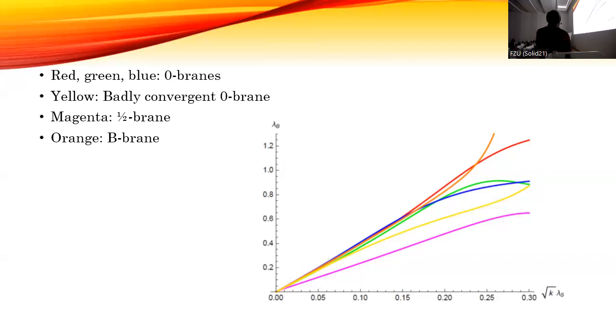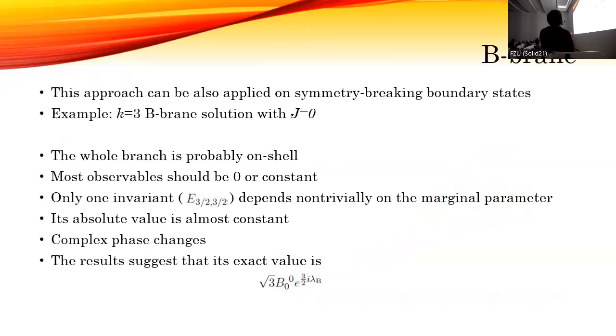There is one more line which should be orange, although it looks kind of brown, and this is for the B brane, which is a symmetry-breaking boundary state, which I will quickly talk about in the last two slides. So how do I use this approach for the D-branes? It can also be used for symmetry-breaking boundary states. We can try to define them in the same way.